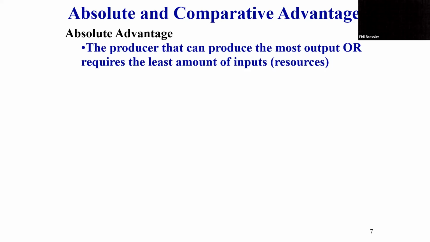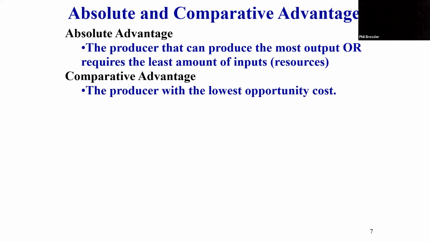Now, absolute advantage, both countries, and we're only going to look at two countries at a time, can have the absolute advantage. Comparative advantage is what drives trade. It's the producer with the lowest opportunity cost. My opportunity cost is low, say for computers. I'm going to make computers and then trade them with a country that might have a high opportunity cost in computers. And I'll show you how to figure out the opportunity cost in a second.